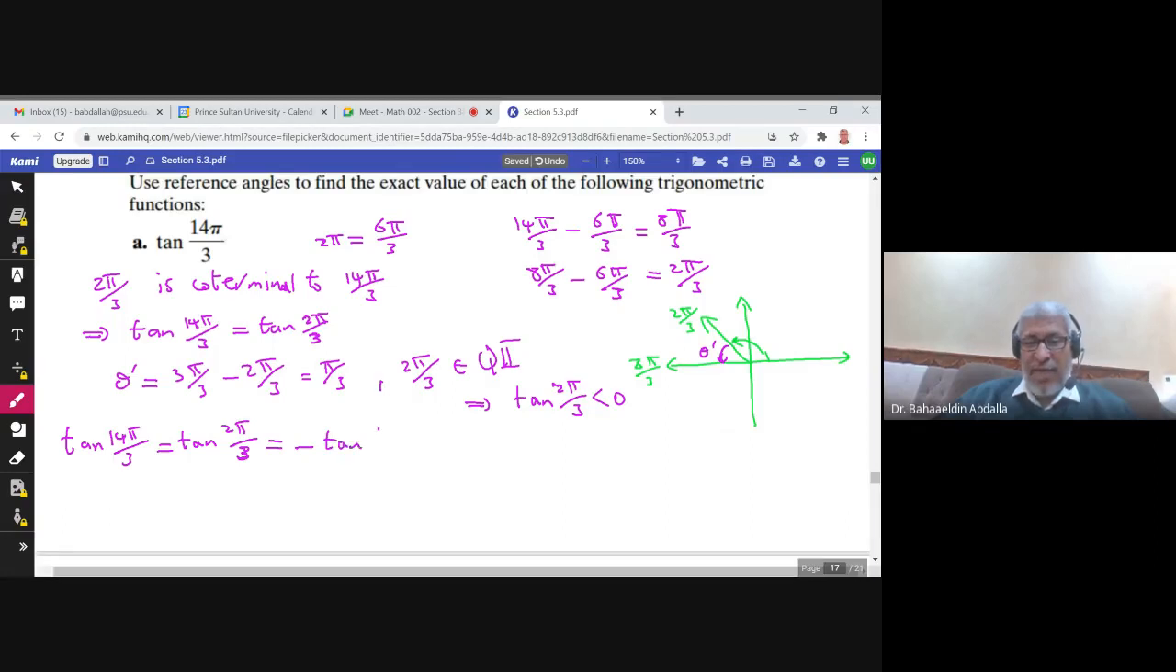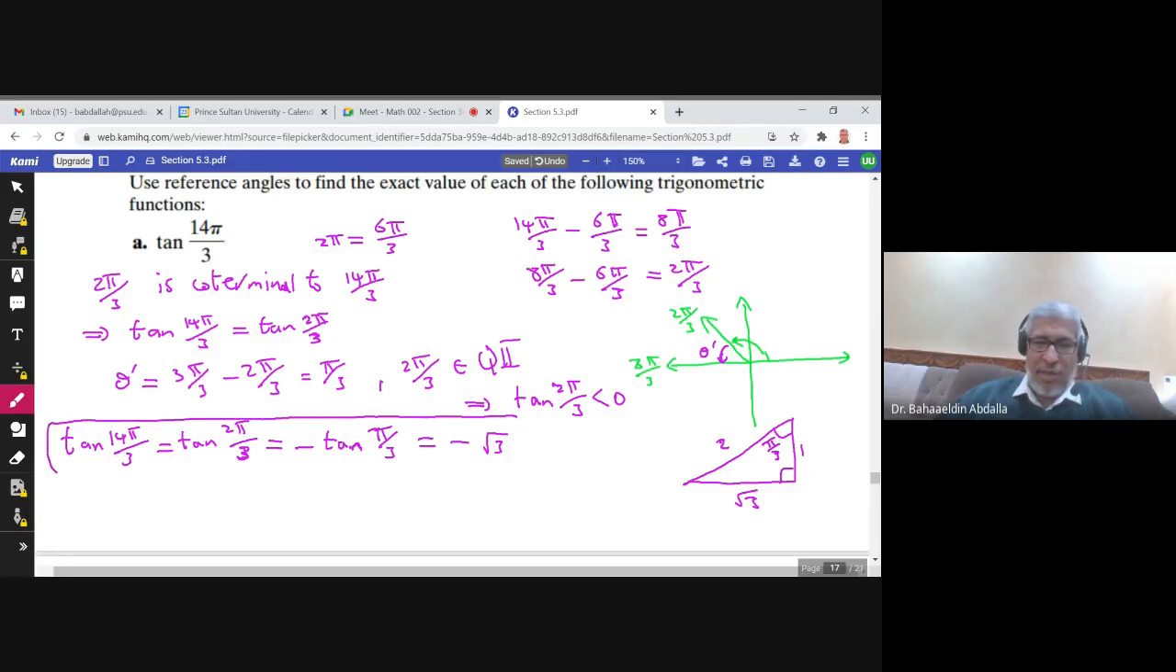negative tan pi over 3, which is the reference angle. And tan pi over 3 I can find from the right triangle. This is pi over 3. This is 1 and this is square root of 3. And this is 2. So tan pi over 3 is opposite over adjacent. So the answer is negative square root of 3. And you can check this answer by calculator.